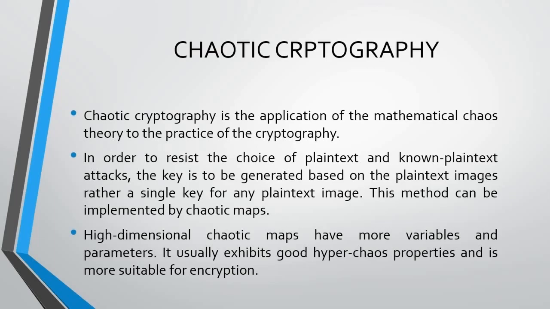But if we generate a key which is a function of the plaintext image, then we can increase the encryption standard, so thereby reducing the probability of attack. So in chaos theory, we have one-dimensional, two-dimensional, higher dimensional chaotic maps. So using higher dimensional chaotic maps will increase the standard of encryption. So what are the chaotic maps?